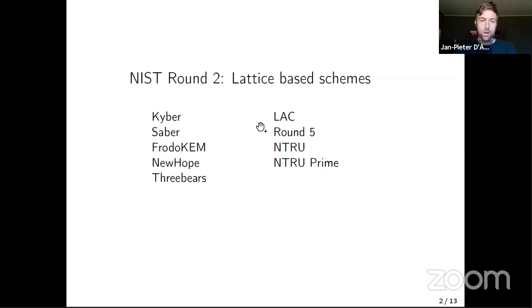If we look at round 2 proposals in the NIST post-quantum standardization process, and especially at the lattice-based encryption schemes, we see that 7 out of 9 of the schemes are prone to a decryption failure probability. This decryption failure occurs when an honestly generated ciphertext still fails to decrypt properly.